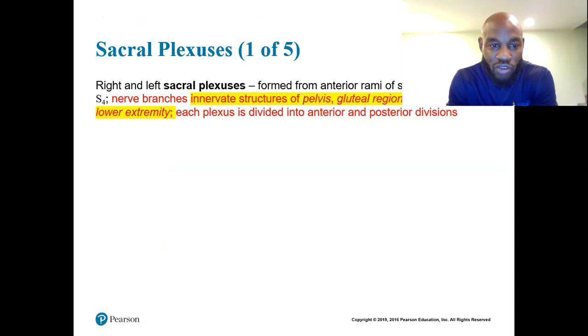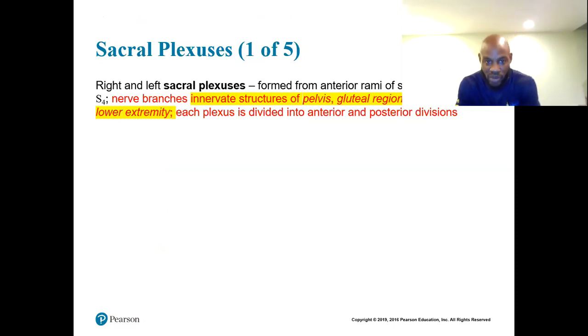And then you have sacral plexuses. This is your last area where we have plexuses. Formed from anterior rami, so anterior towards the front of spinal nerves, L4 through S4. All right, innervates structures in the pelvis, gluteal region, your buttocks, and much of your lower extremities.